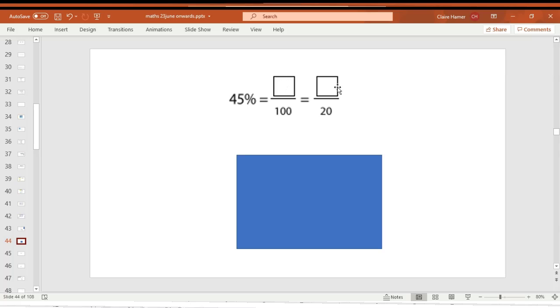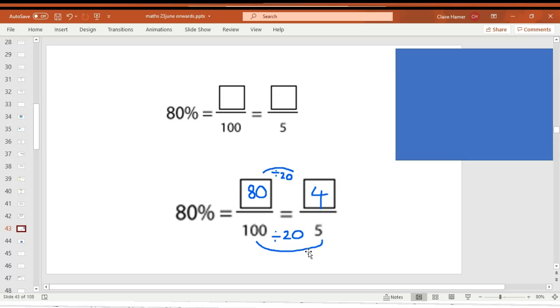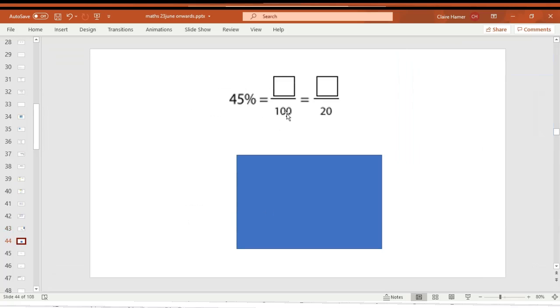To work out how many 20ths is equal to, draw the loops. So, like this question, draw this loop. So whatever you do to the denominator, do the same to the numerator. So you need to work out what do you divide 100 by to get 20. Pause the video and write down your equivalent statement.